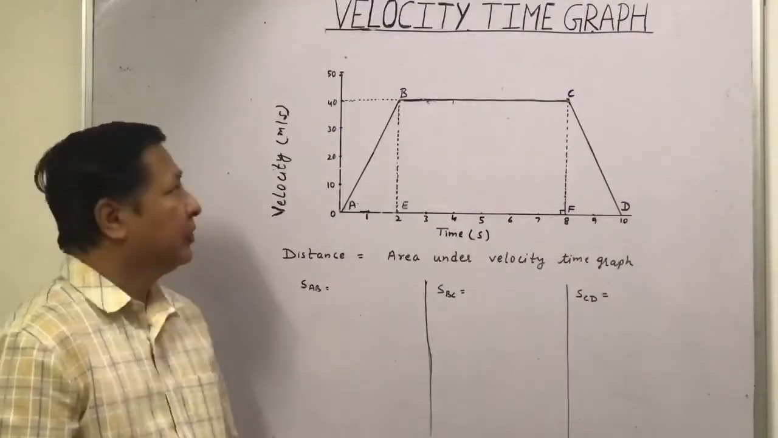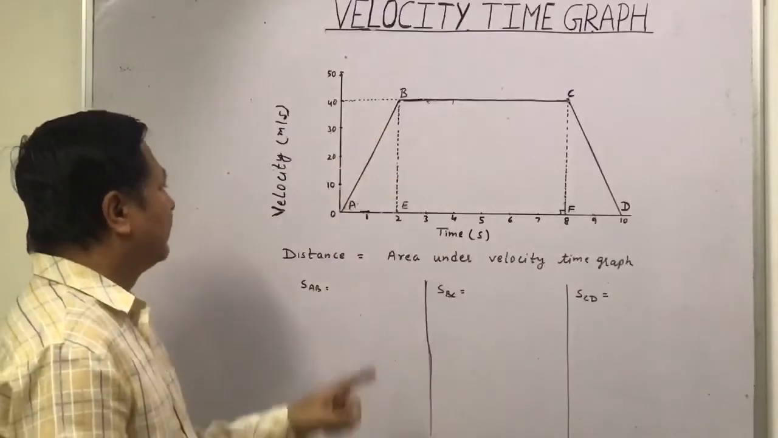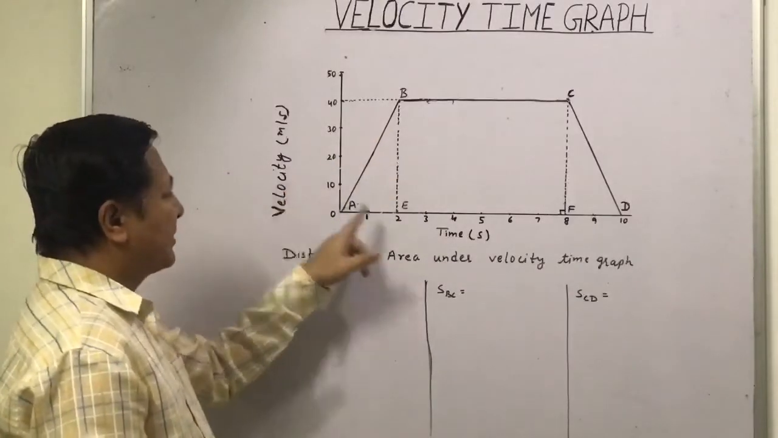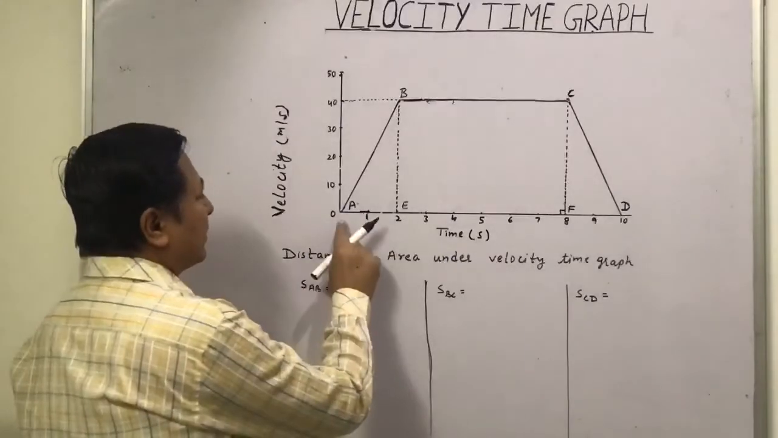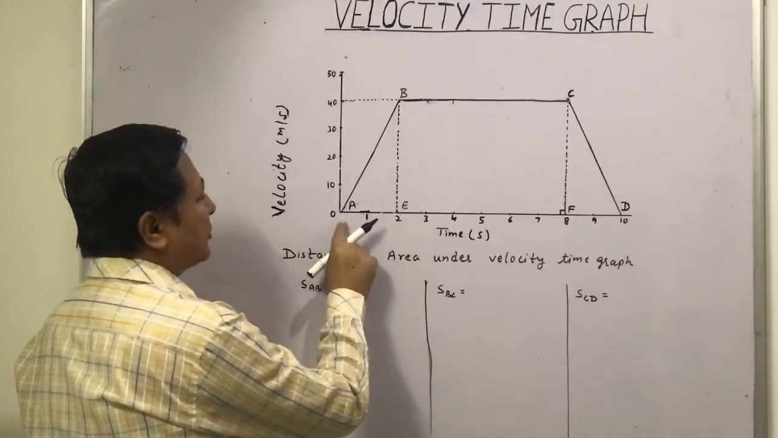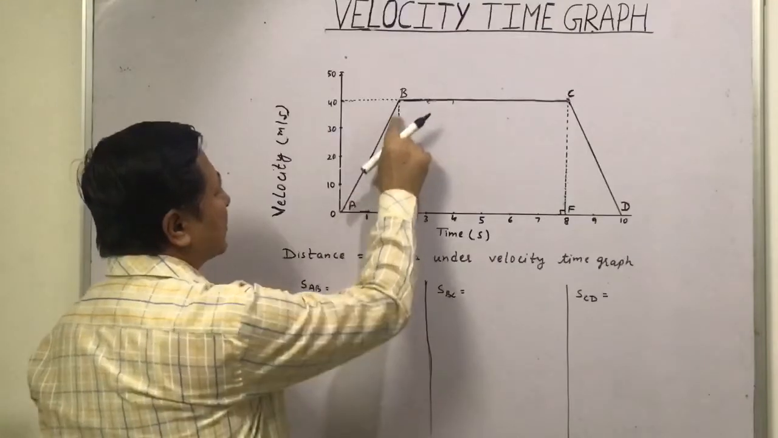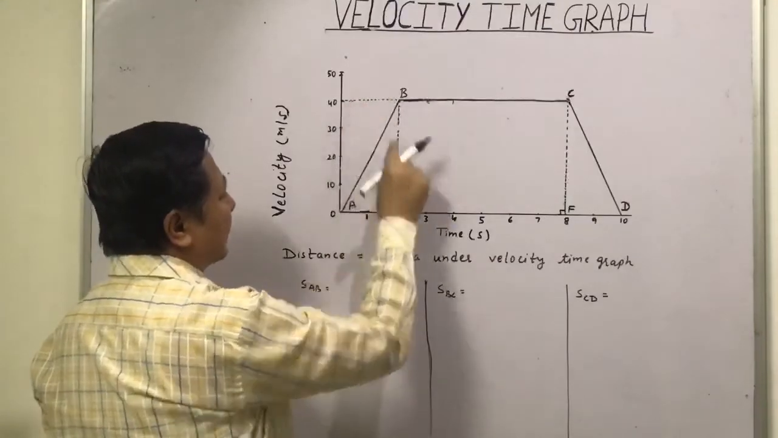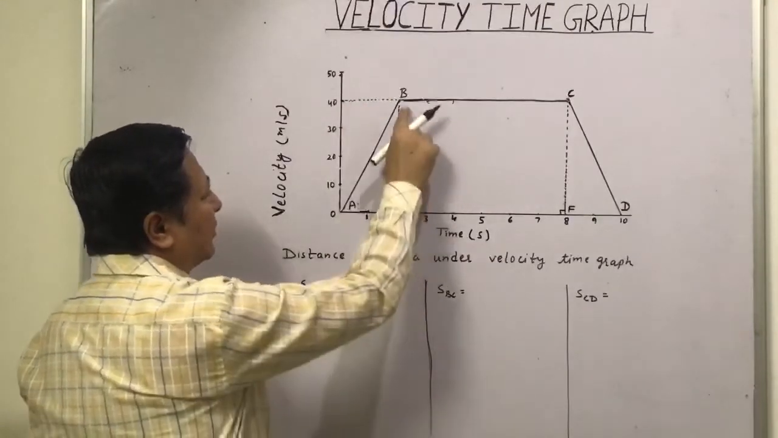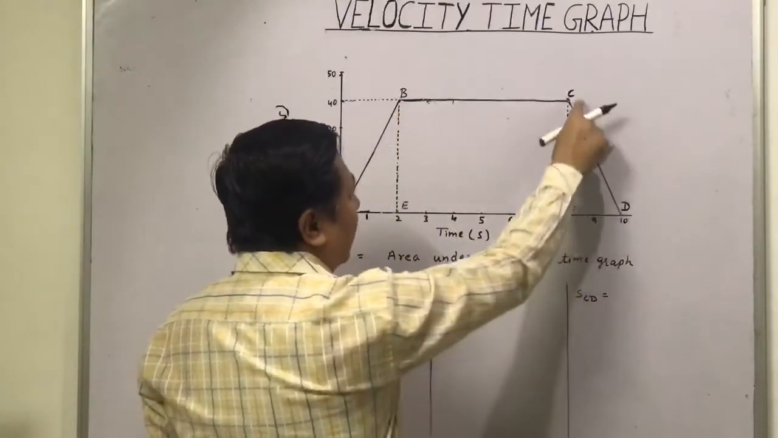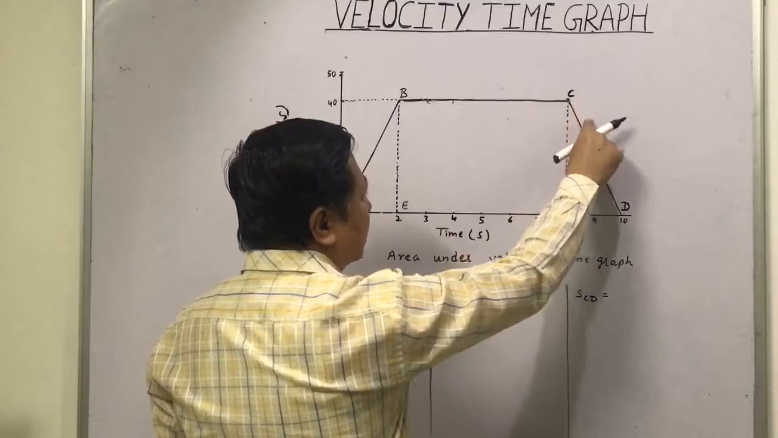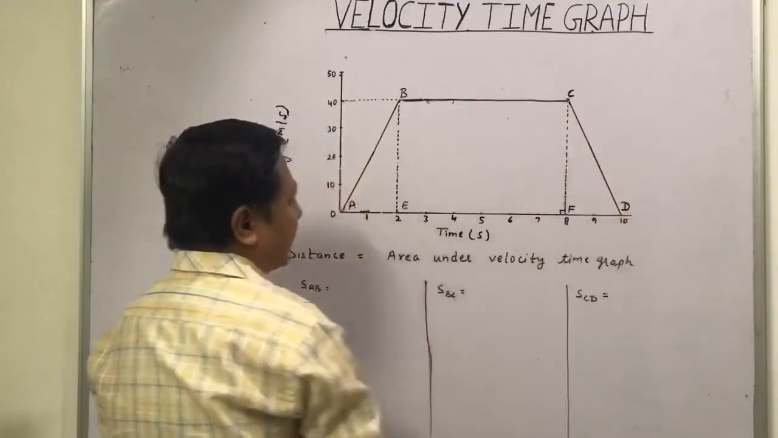Now again we will take the velocity time graph. This is velocity on the x-axis, time is on y-axis. A body is moving with initial velocity 0. It increases velocity up to 40 meter per second in 2 seconds, and from there it moves with a uniform velocity up to 8 seconds, and then it starts decreasing its velocity and it goes to 0 in 10 seconds.